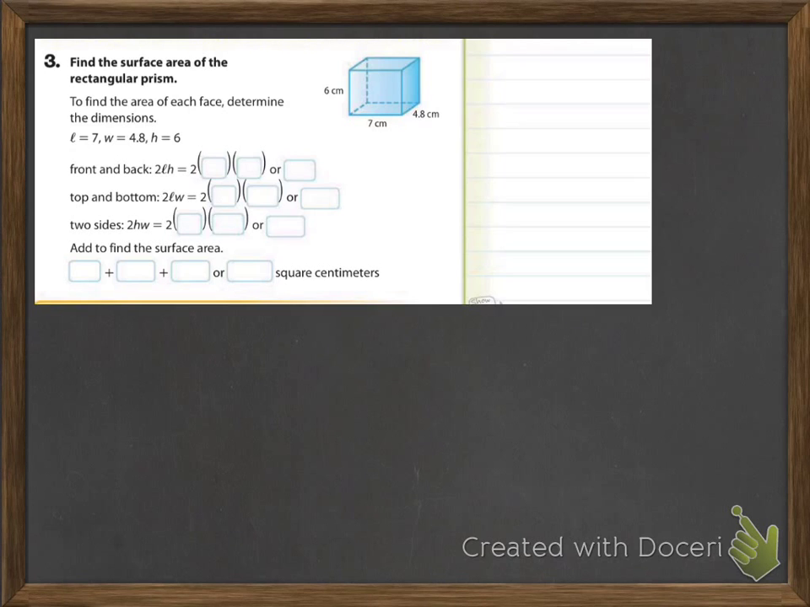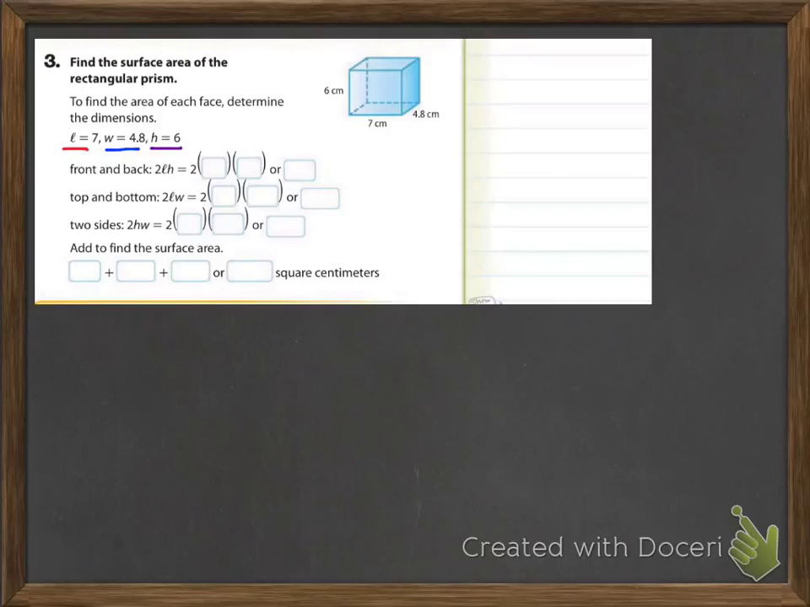It says to find the area of each face, determine the dimensions. Now we've got the length is 7, and then we've got the width is 4.8, and then we have the height is 6. So now it says front and back, 2 times the length times the height.